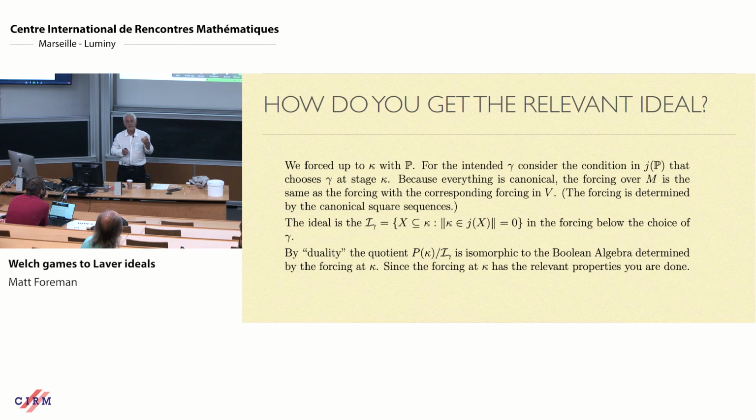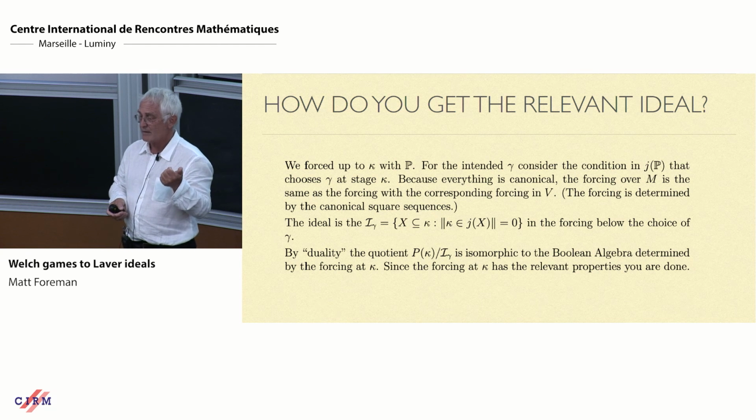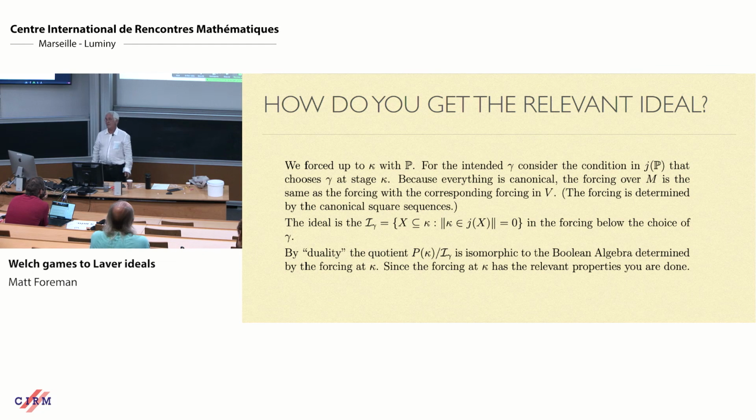And then the general duality phenomenon, which is that the power set of kappa modulo the ideal is isomorphic to the forcing you need to create the ideal, says that the power set of kappa mod I gamma is isomorphic to the Boolean algebra determined by the forcing. But if you have a non-reflecting stationary set of cofinality gamma ordinals and you shoot a club through it, that forcing is less than gamma closed.